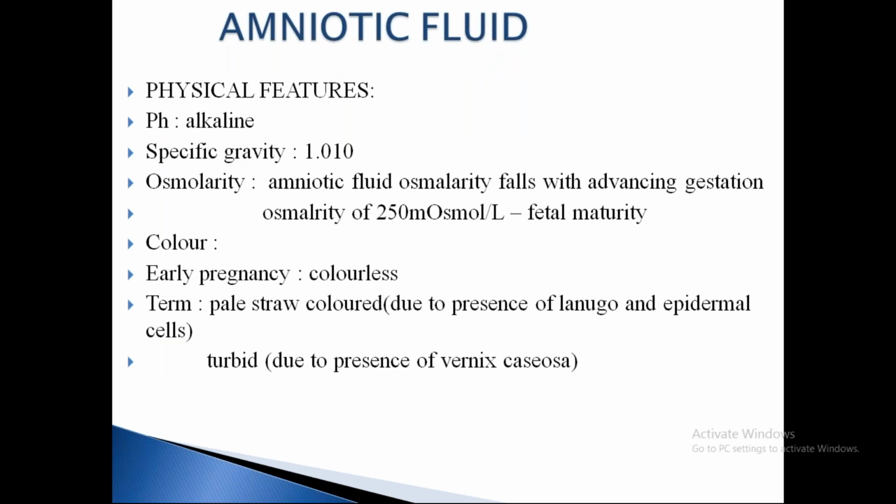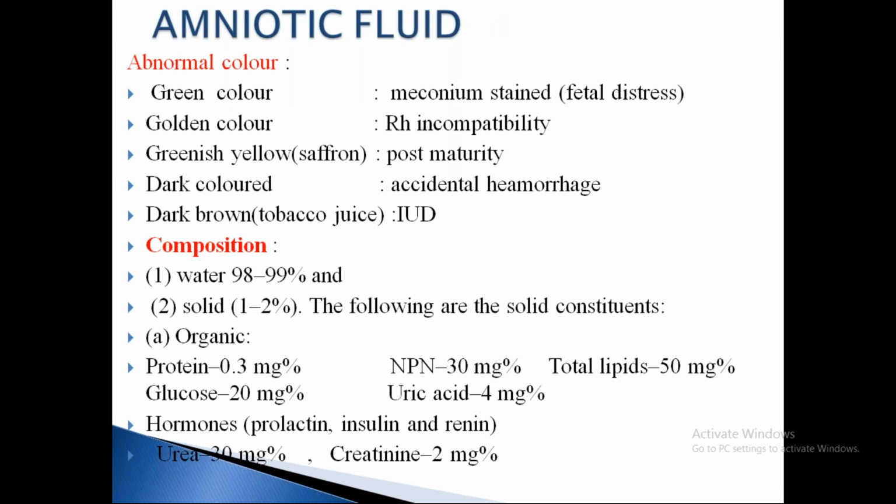Coming to the physical features, the pH will be alkaline. Specific gravity is 1.010. Color is usually colorless, but at term, a pale straw color will be present. And this color is very important in the diagnosis of some diseases and distress. If the color is green when the membranes are ruptured, it is mainly due to meconium. So it indicates fetal distress.